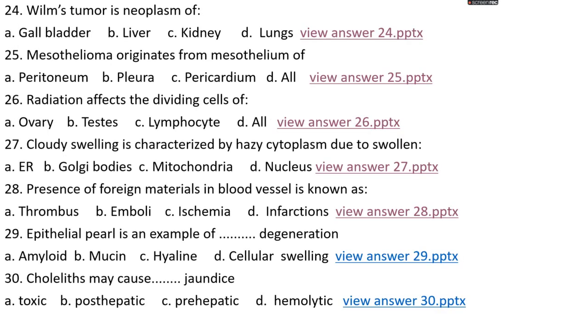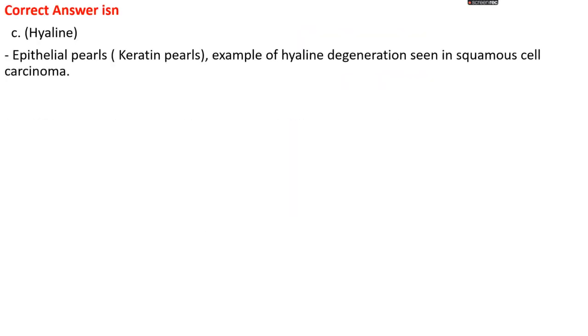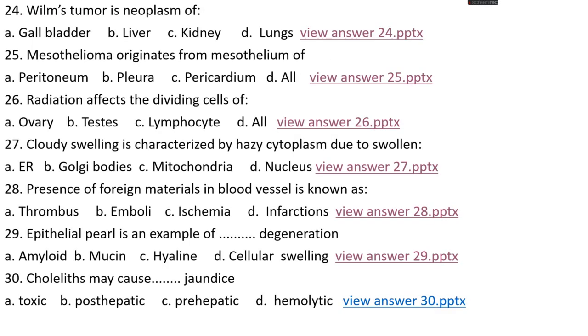Okay. Question number 29. Epithelial pearl is an example of dash degeneration. Option A, amyloid, option B, mucin, option C, hyaline, option D, cellular swelling. The right answer is option C, that is hyaline. Epithelial pearl, also known as keratin pearl, is an example of hyaline degeneration, mainly seen in squamous cell carcinoma.